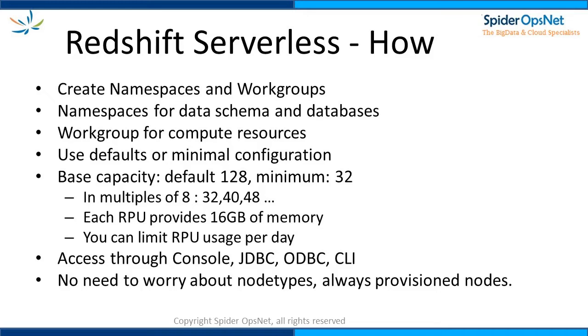when the query completes. You can put an upper limit on the number of RPUs provisioned per day so that you can stop the processing or create an alarm when the limit is reached. This will help you control the costs. You can access Redshift Serverless through the console, JDBC, ODBC, or CLI. JDBC endpoints are provided on port 5439 by default. The difference from a normal Redshift cluster is that you don't need to worry about what node types to use and provisioning the base cluster.